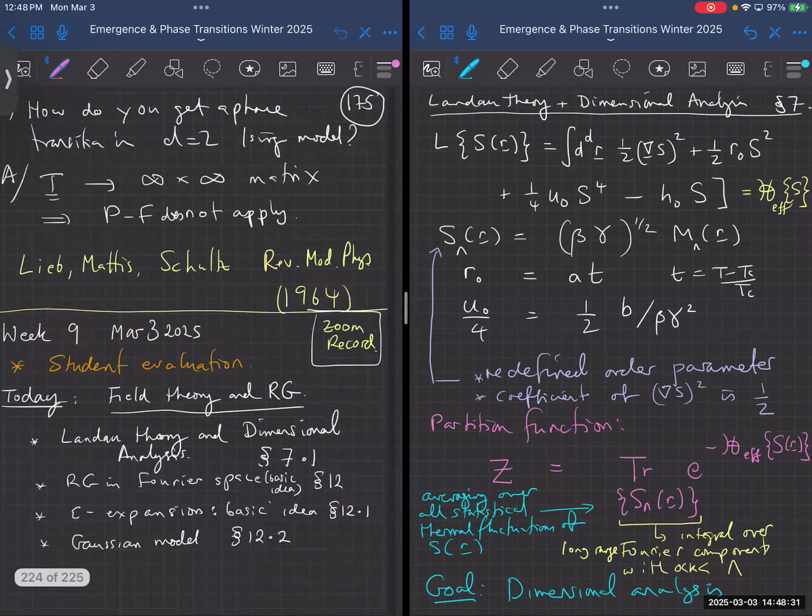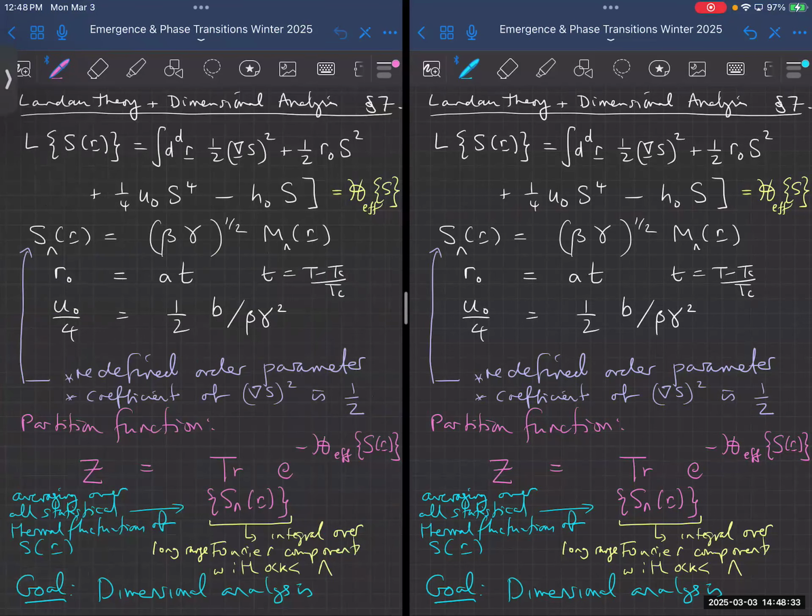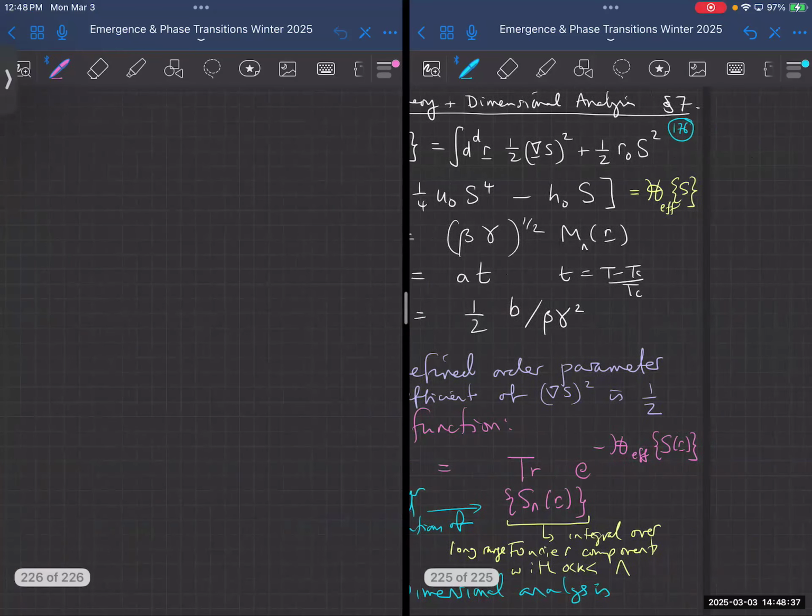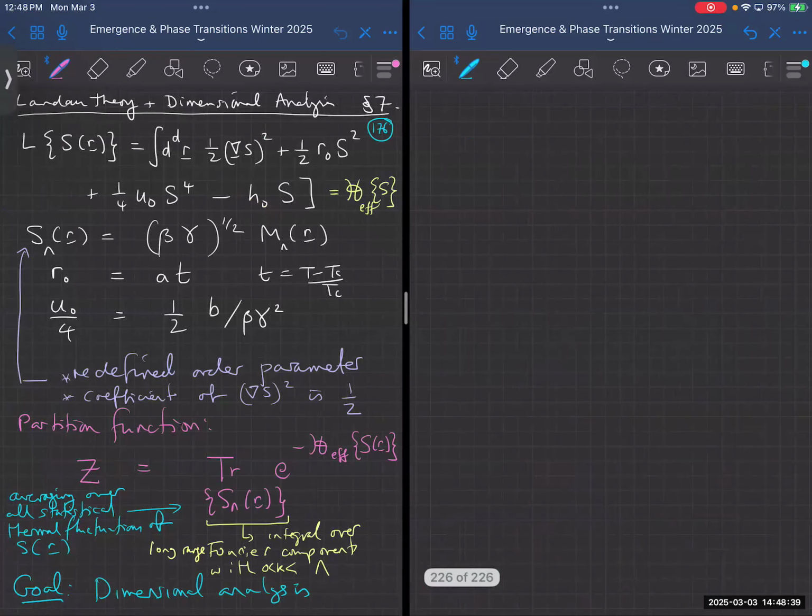Okay, what page number am I on? Page 176. There we go. All right, so let me leave that there, and we'll switch over here to page 177.